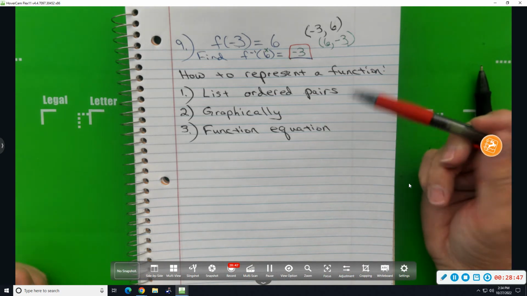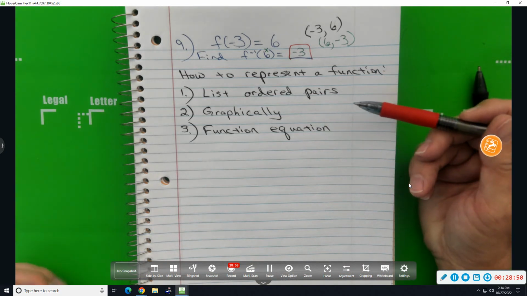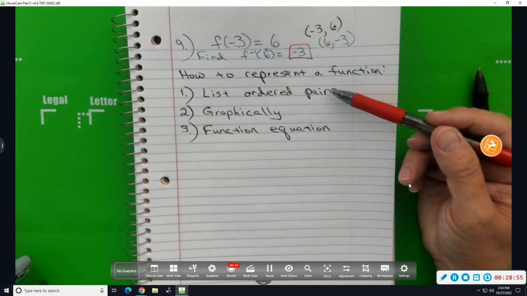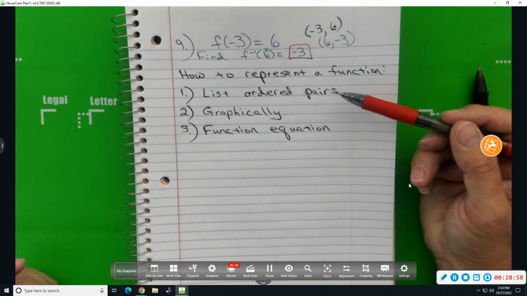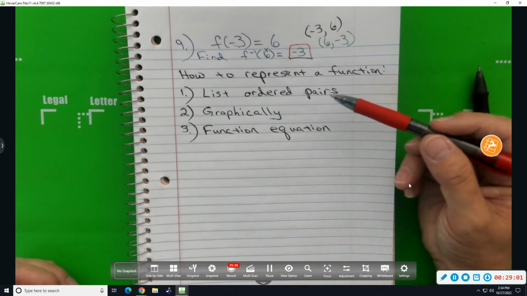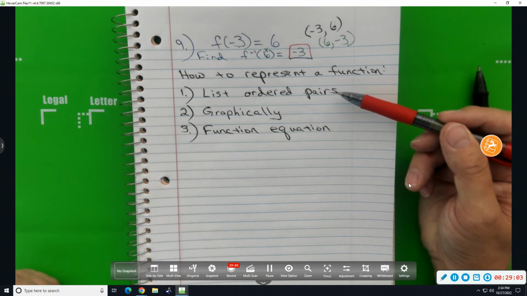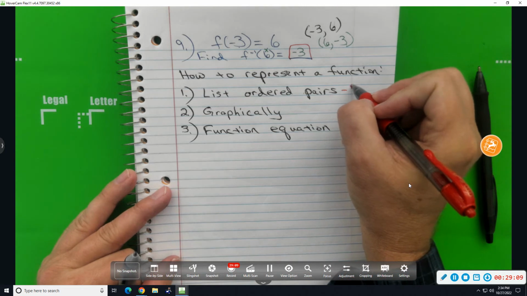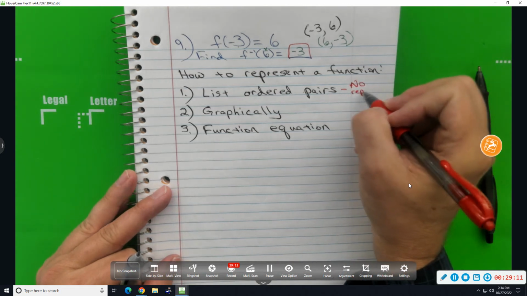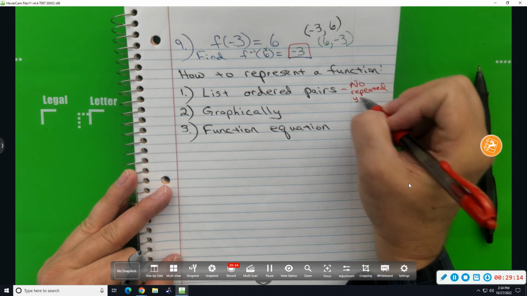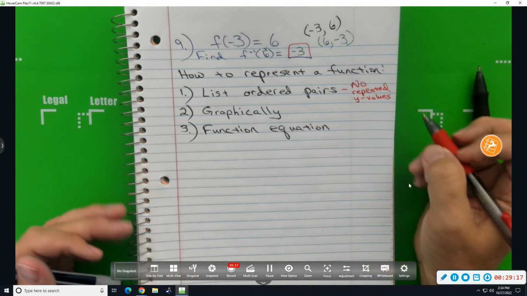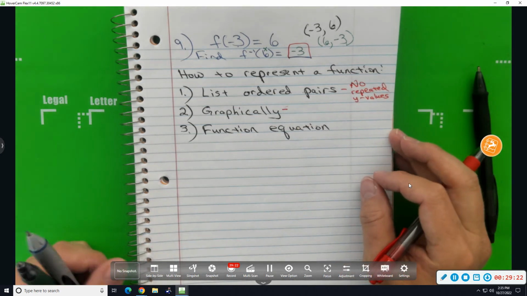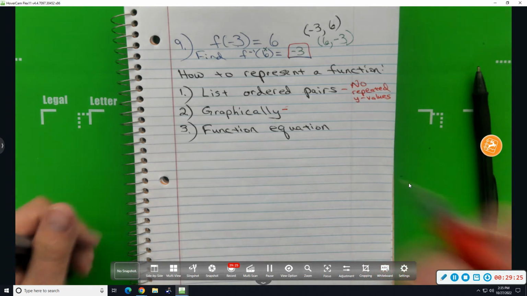And we know what to look for. If we're trying to decide whether a function is one-to-one, for a set of ordered pairs, you want to make sure there are no repeated y values. So for one-to-one, if you're looking at a list of ordered pairs, you want no repeated y values. If you're representing the function graphically, and you want it to be one-to-one, remember you have the horizontal line test.